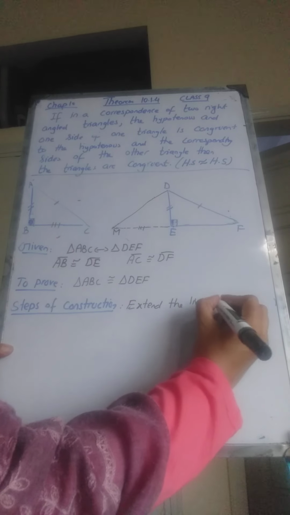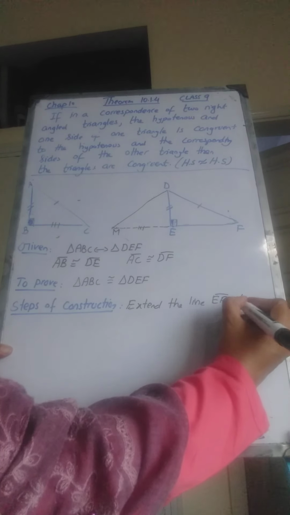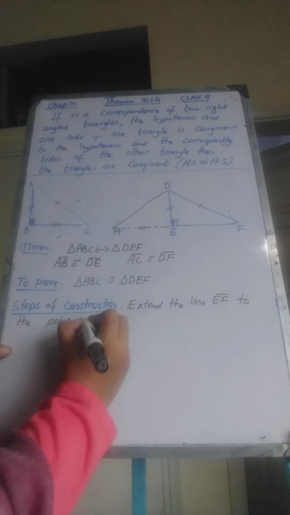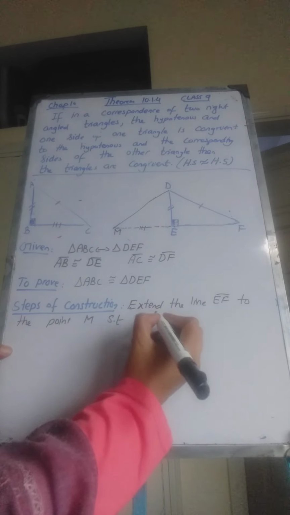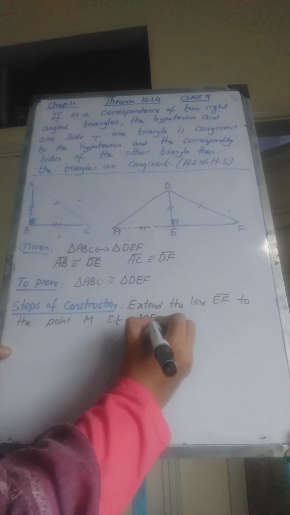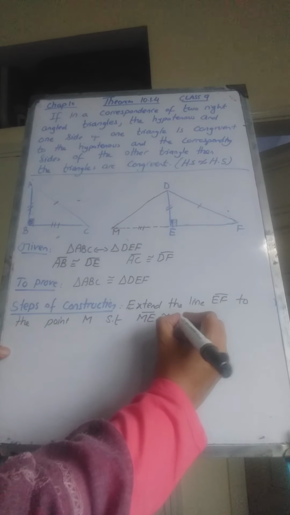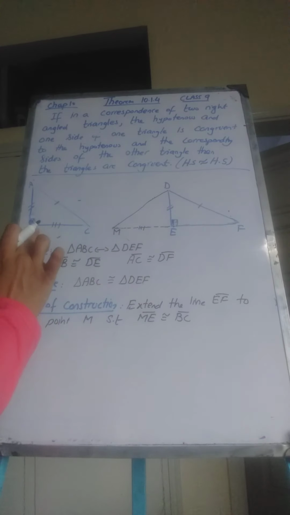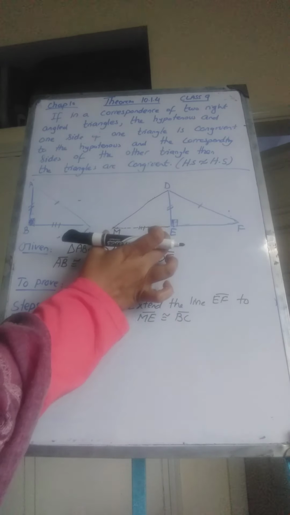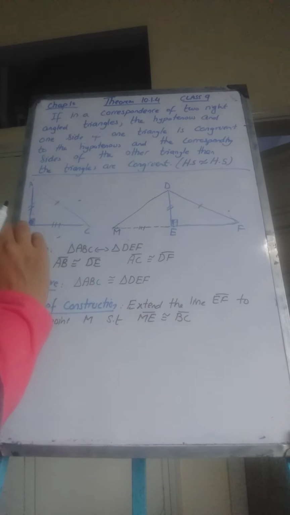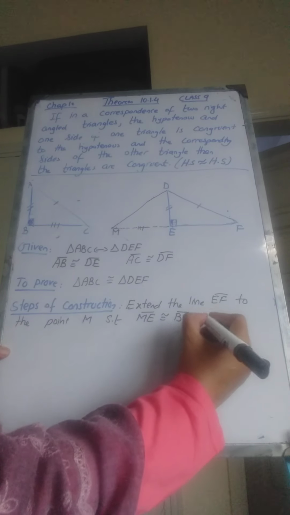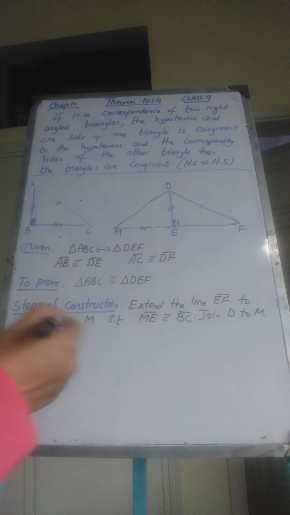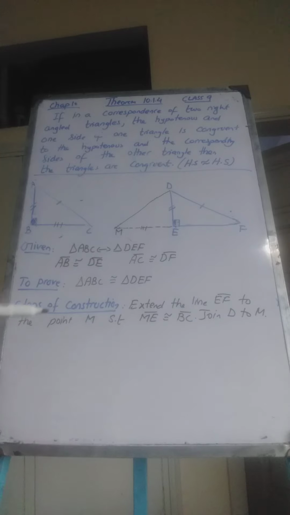So the steps of construction are: extend the line EF to the point M such that ME becomes congruent to BC. So you are going to extend this line till this length equals BC. So if it's 5 centimeters, make it 5 centimeters and then stop at the point M. Then join D to M. So these are the steps of construction which will help us to prove this theorem.